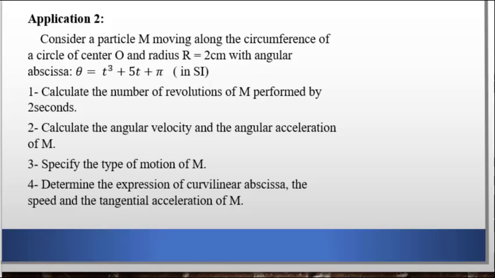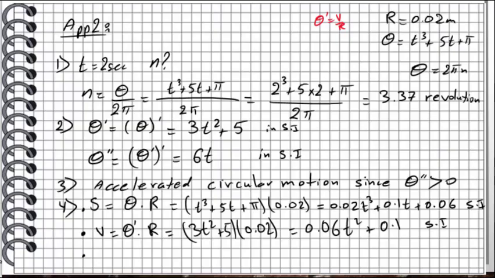And he asked me finally to calculate A tangential. A tangential is the derivative of V, or I can use theta double prime, because theta double prime equal A tangential divided by R. Either of these you can do. Let us apply the derivative of V here. The derivative of t squared is 2t multiplied by 0.06, it will be 0.12t, and the derivative of 0.1 is 0. This is in SI unit. And in this case, the problem is done.